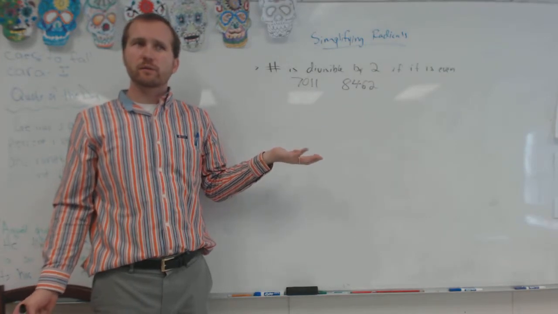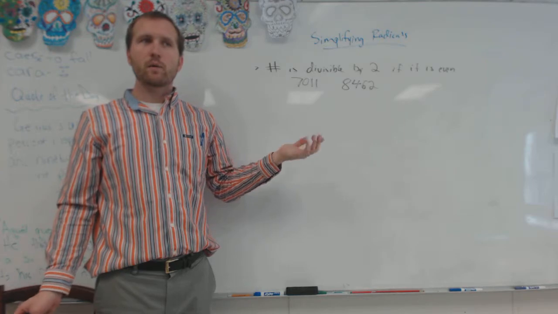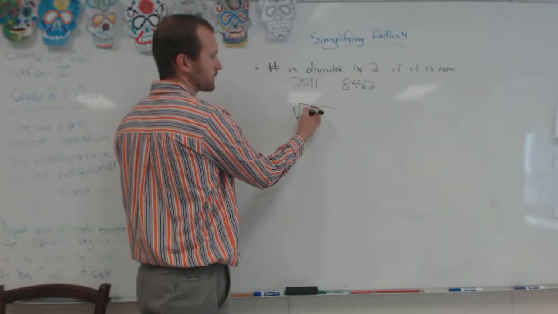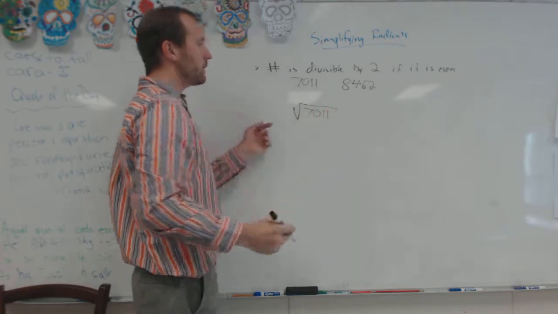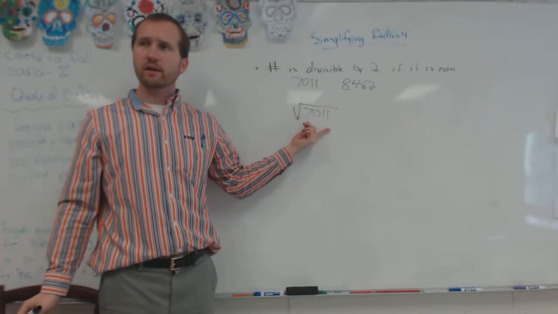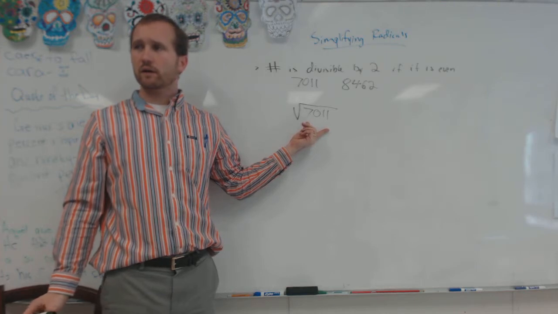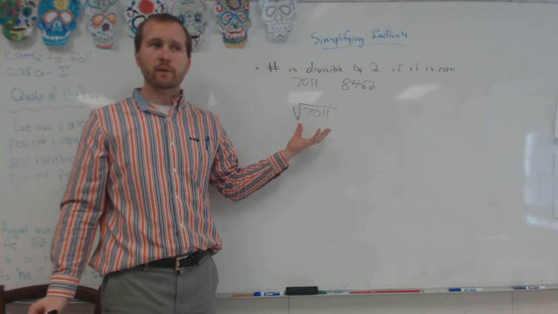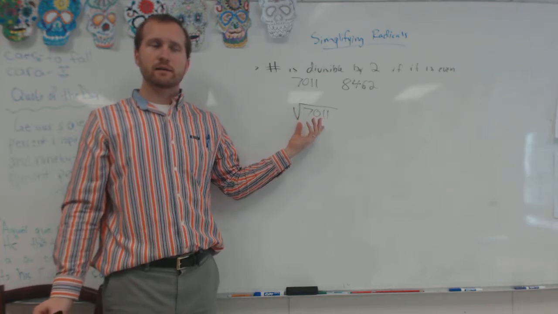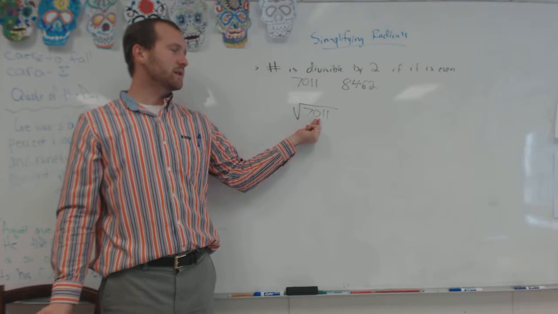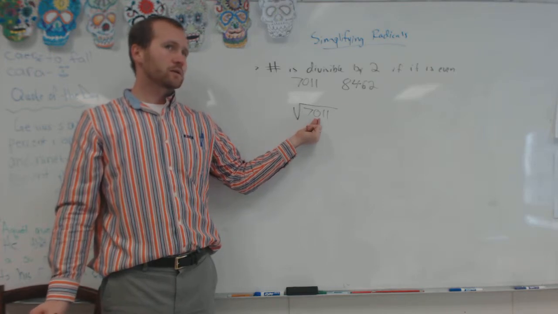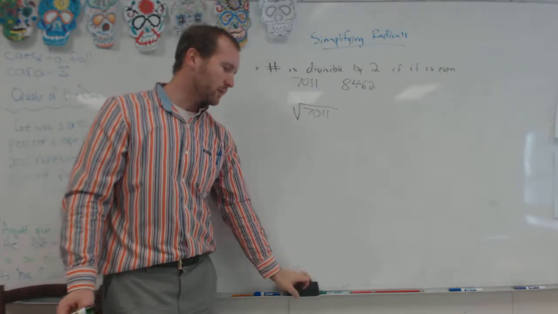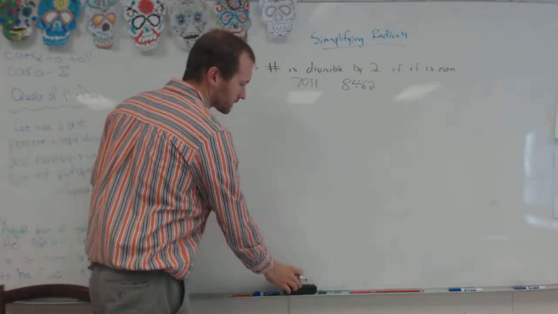So why is that useful? Well, one reason it's useful is if you have a huge square root, 7,011, I know that I'm not going to have any even square roots in there. Right? I'm not going to have a 4. I'm not going to have a 16 because this number itself isn't even. So kind of looking at your numbers and knowing some of these rules is going to help you. So there's some really cool tricks.